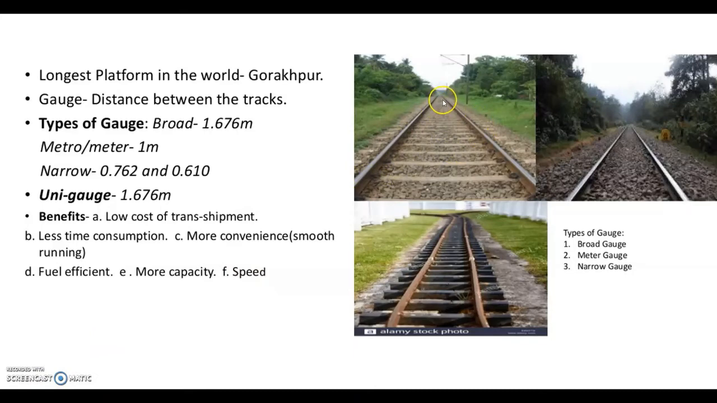These are the pictures of the different types of gauge. First one, broad gauge. This is the picture of broad gauge. The distance between the tracks is 1.676 meters. The next one, meter gauge. The distance between the tracks is only 1 meter. Then this is narrow gauge, and the distance between the tracks is 0.762 and 0.610 meters. Okay.